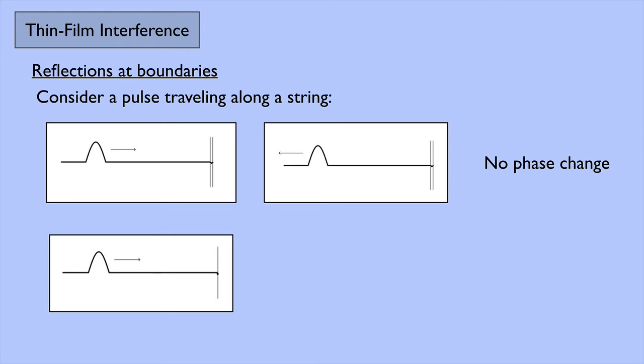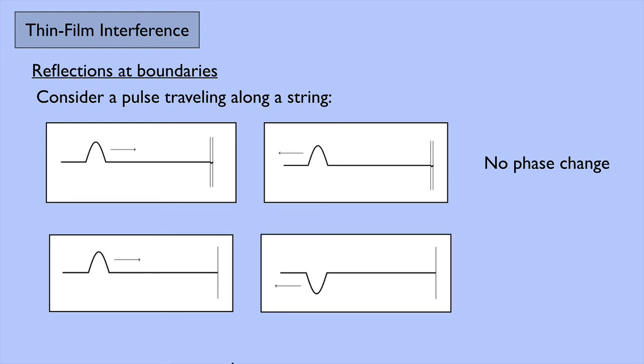It can't move up or down. In that case, after it reaches the wall and turns around, it becomes inverted, and that is a phase change. And it turns out that something very similar is happening to light when it reaches a boundary.